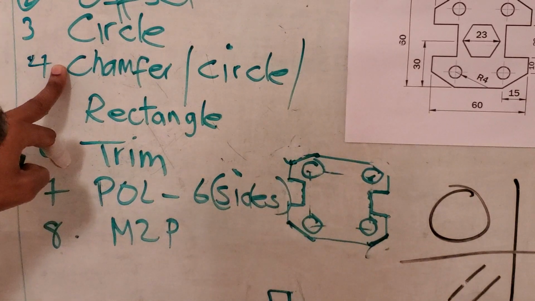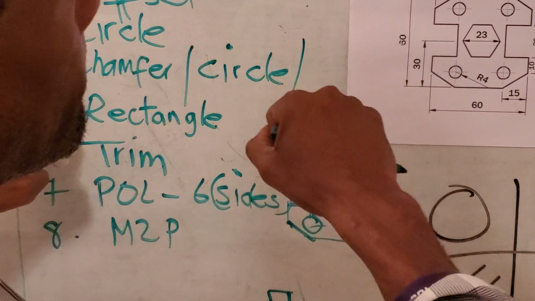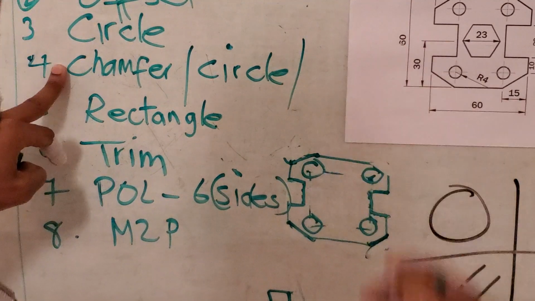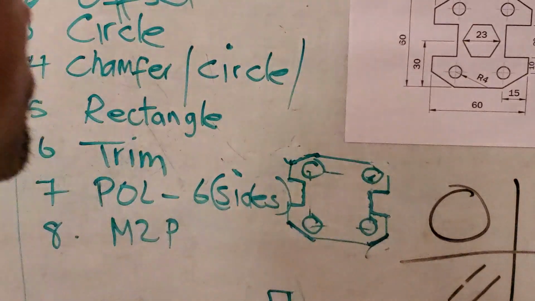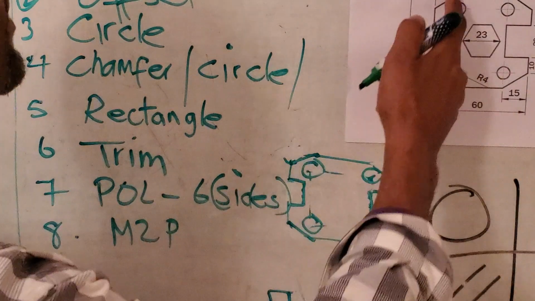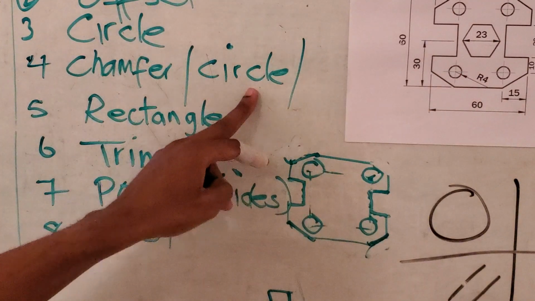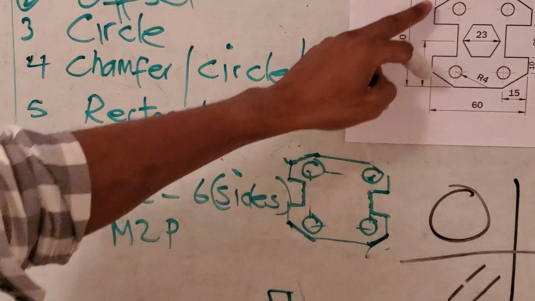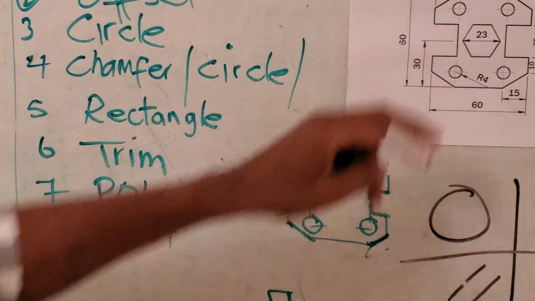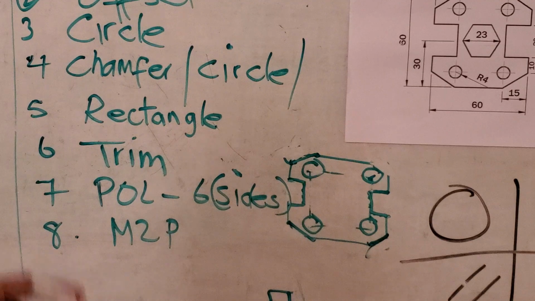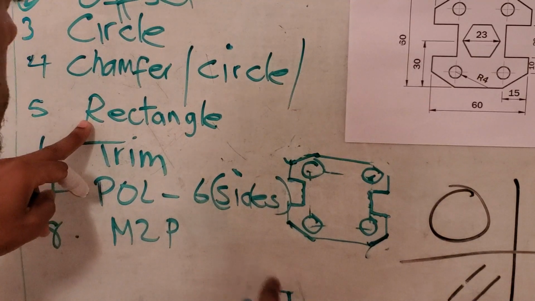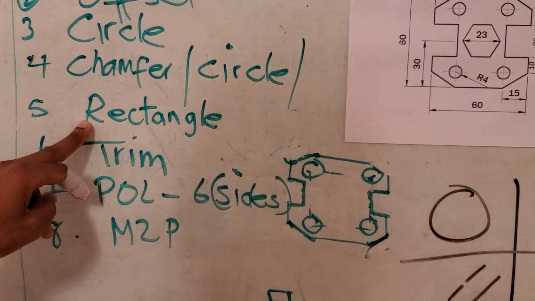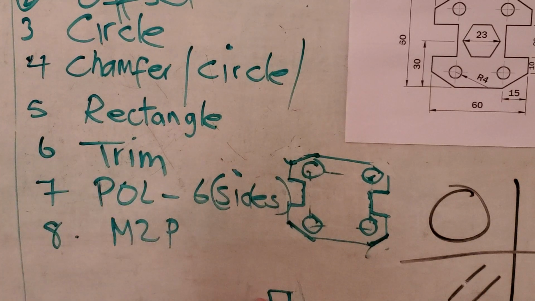We could use circle to get the circles here. Use chamfer or use circle or object snap tracking to get the distance from here to there, from here to there. We would then draw a rectangle here. Oh, I think we missed a step.